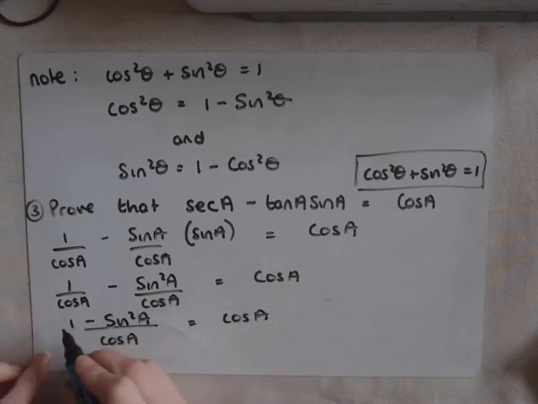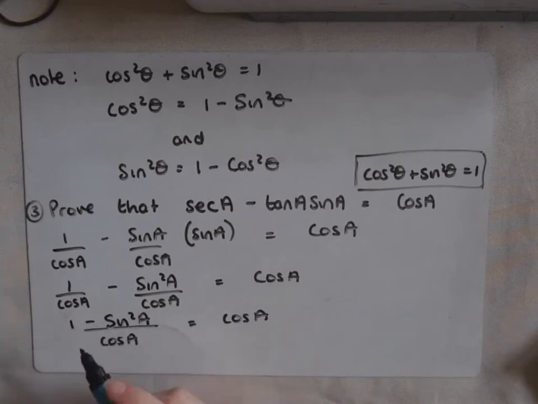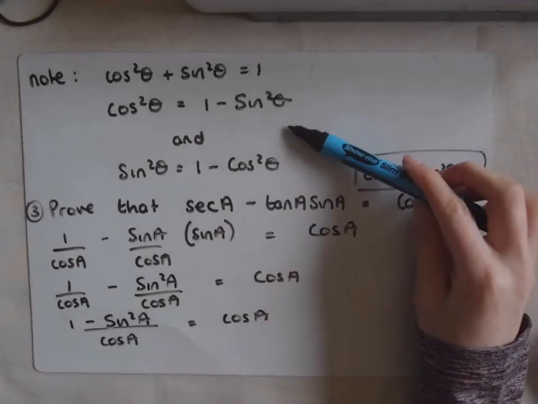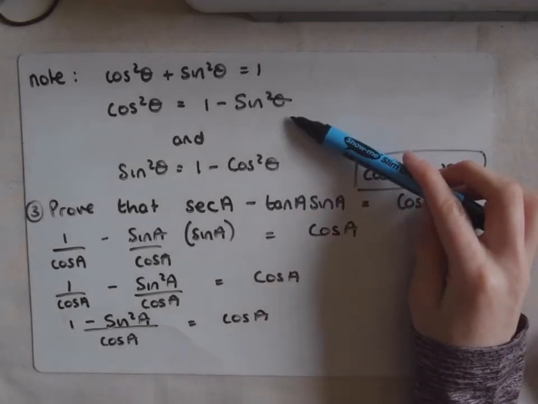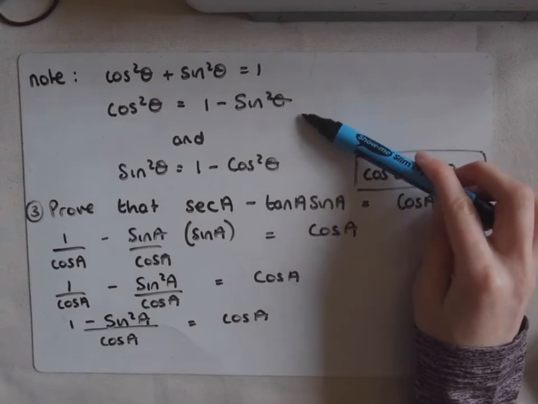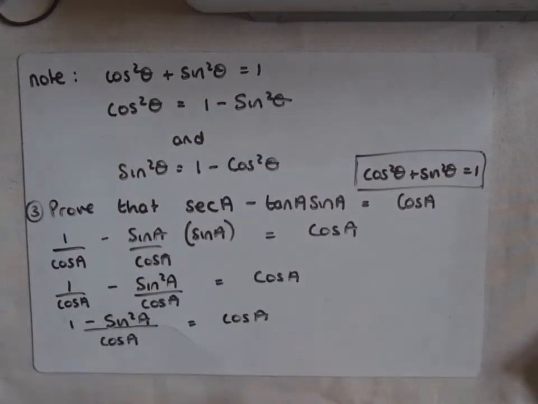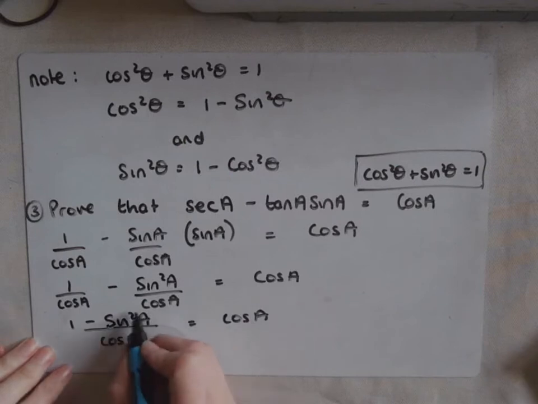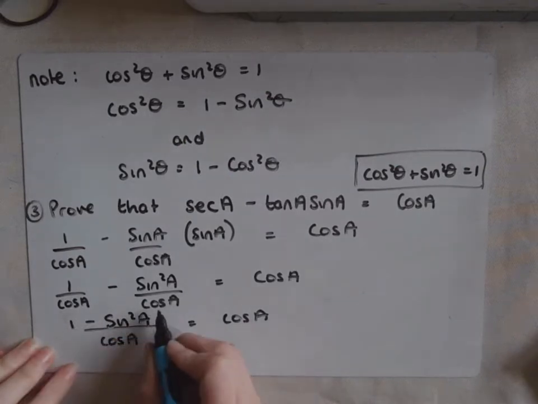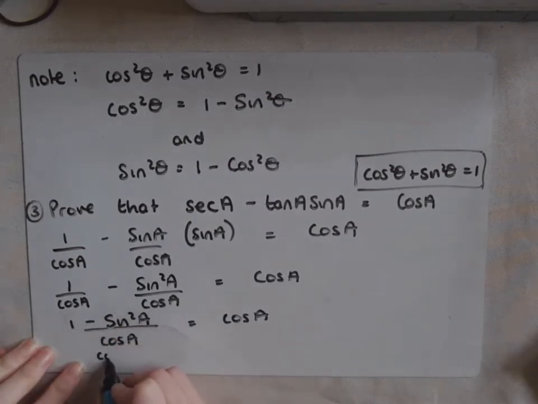So still working on the left the whole time. Now, what is 1 minus sine squared A? Cos squared. Yeah, if you go back up here, we said 1 minus sine squared A is actually cos squared A. So what I end up with is, replacing that 1 minus sine squared A, cos squared A over cos of A.